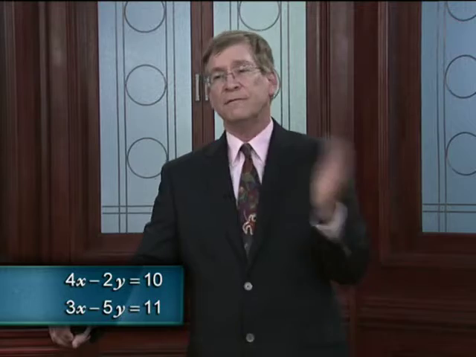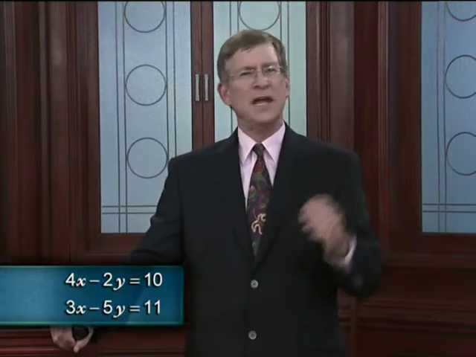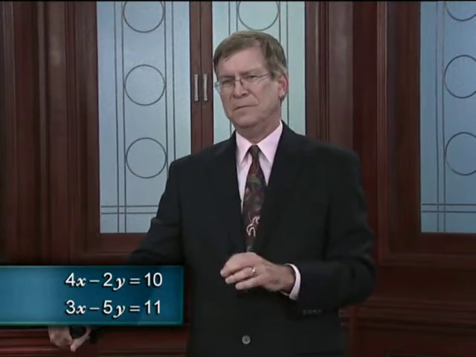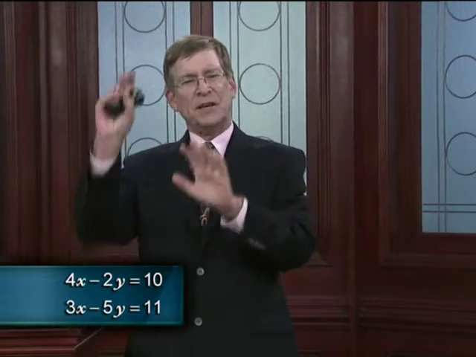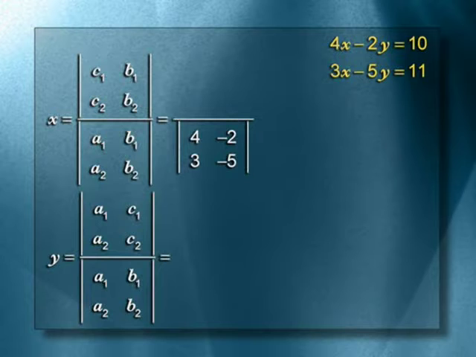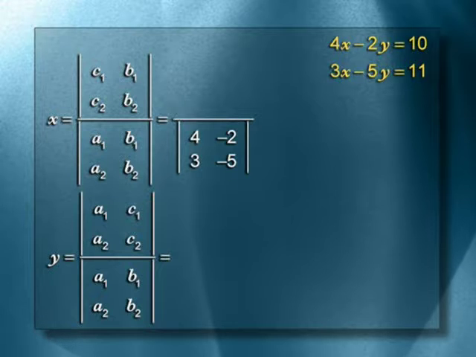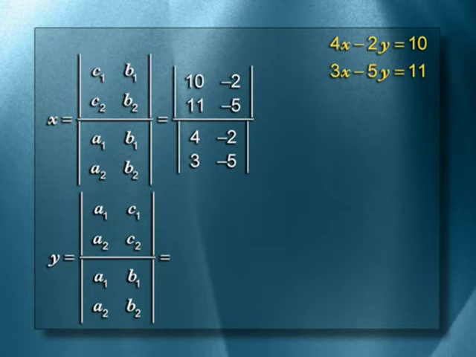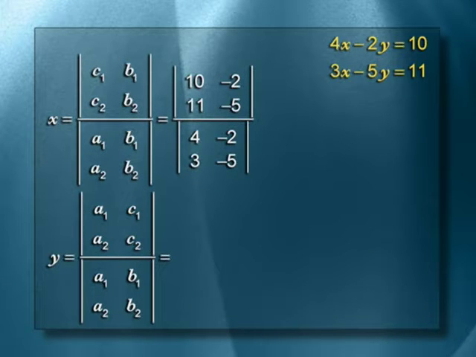Find x, find y. We've played this game before. Here's a new method. Cramer's rule. Set up those determinants. All right. The denominator will be the determinant of the coefficient matrix. So it's 4, minus 2, 3, minus 5. What's the numerator? Well, it's almost the same thing, except replace the first column by the right-hand side, 10, 11, and keep the same second column, minus 2, minus 5.